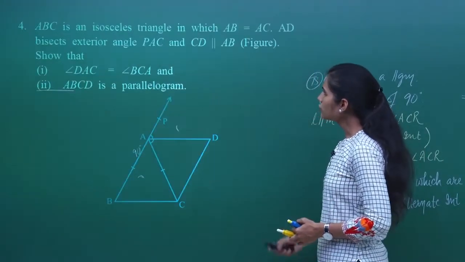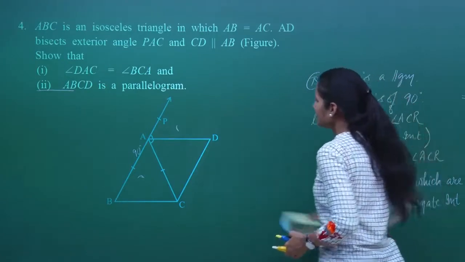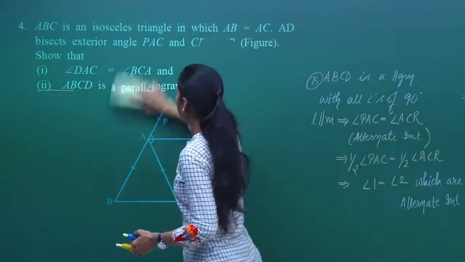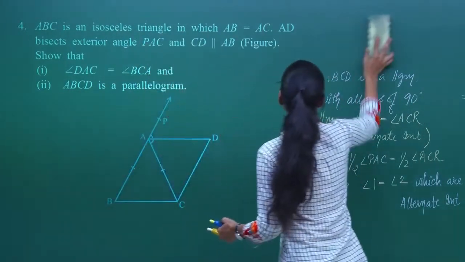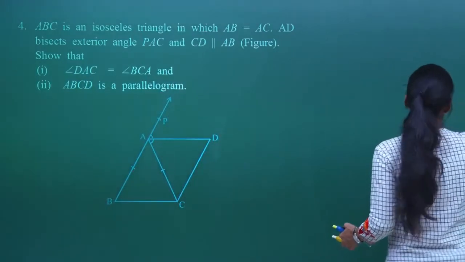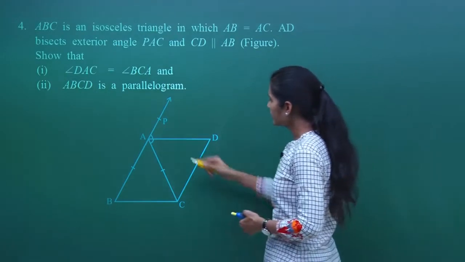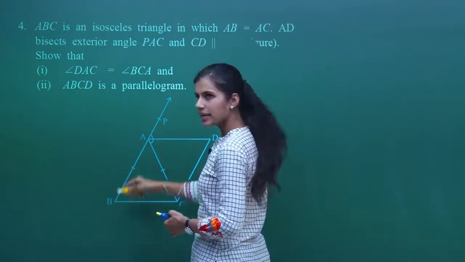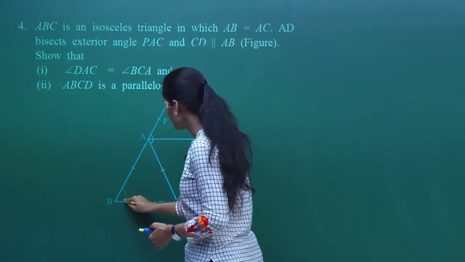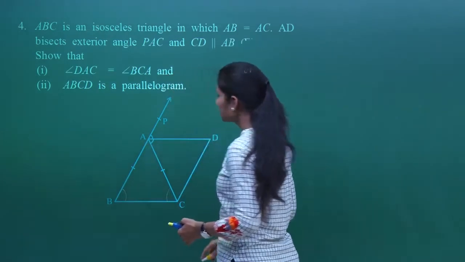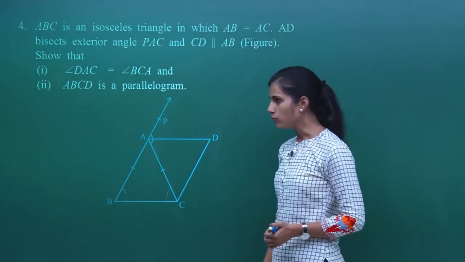Let's talk about the next question. It says that ABC is an isosceles triangle. Okay. So you are already given ABC is an isosceles triangle. AB is same as AC. The moment AB is same as AC, that means this angle will be equal to this angle because angles opposite to equal sides are equal.